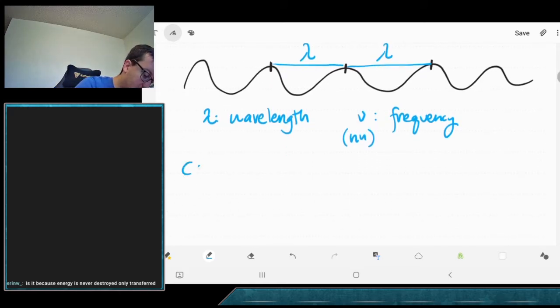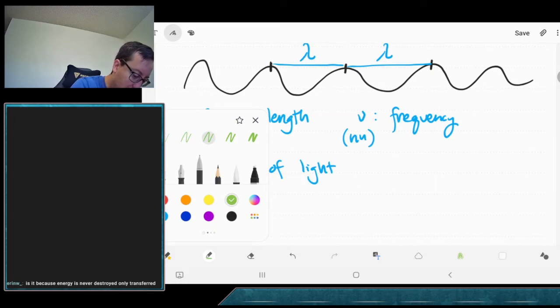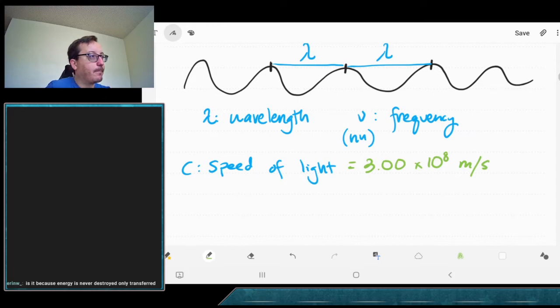One other one is the speed of light. That's a constant. You don't need to memorize it, but I think it's just 3.0 times 10 to the 8th meters per second. Not a number you need to memorize by any means, but that's how quickly light is moving. So light moves from point A to point B extremely quickly. And it has these other two properties, the wavelength, the frequency, as well as the amplitude. We can talk about that.